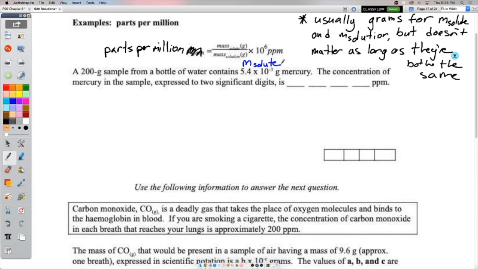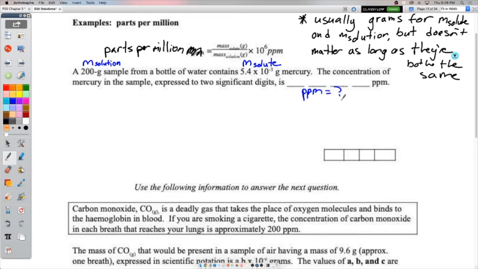So the concentration of mercury in the sample, expressed to 2 significant digits, is blank ppm, by process of elimination, but also by the fact that this is the total thing we're looking at. We're saying in this total thing, there was this much mercury solute. So this is going to be the mass of our solution. It's a 200-gram sample, a bottle of water. So what am I looking for? Parts per million.